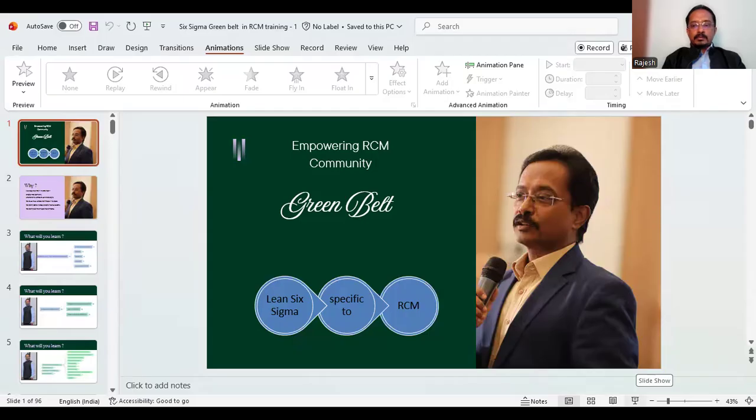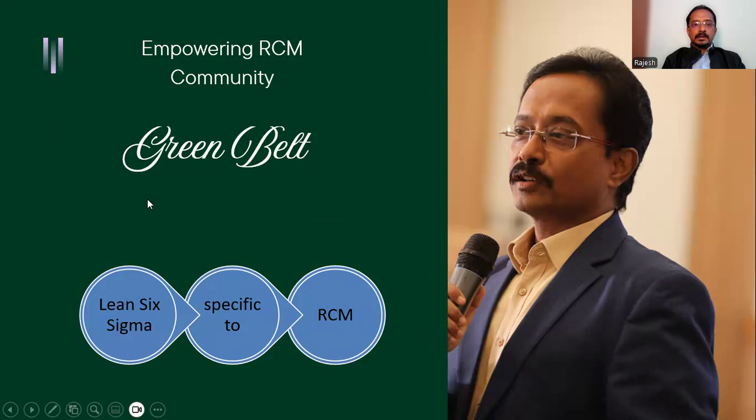See, in this course, what we are trying to do here is talk about the complete Six Sigma with a green belt level. We are going to cover that in this session, and it is very specific to revenue cycle management in US healthcare.